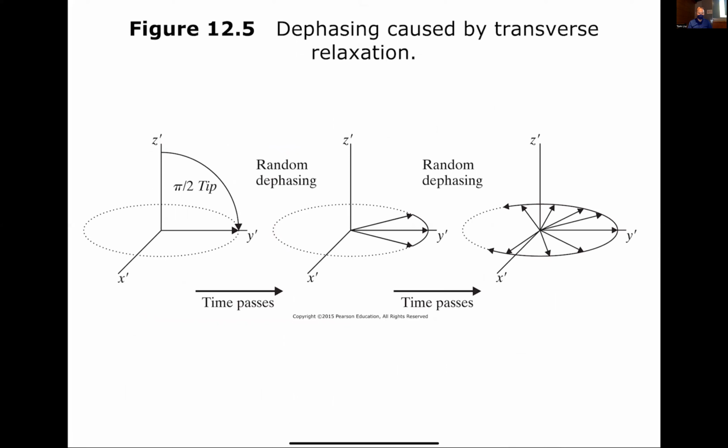Okay, so as we alluded to before, when we tip our magnetization, the magnetization is made up of many spins. And so the random dephasing of the spins tends to cause this overall magnetization to go to 0.